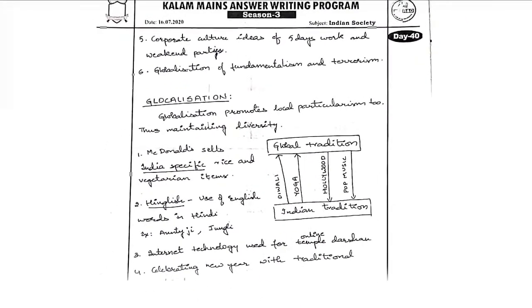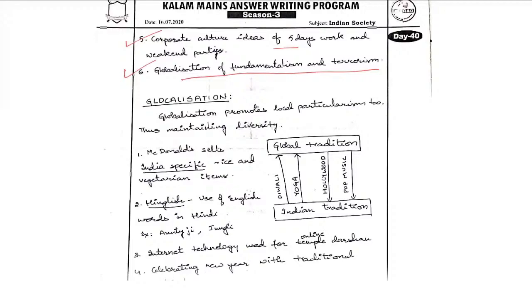Next, what are the other aspects in which this global cultural homogenization is taking place? Yes, corporate culture, the work style, is one example. So fundamentalism and terrorism, they are also globalizing.